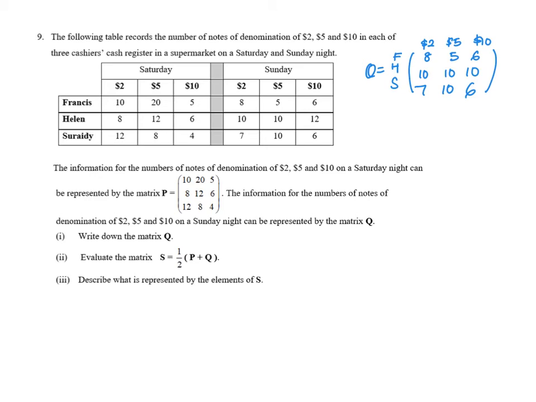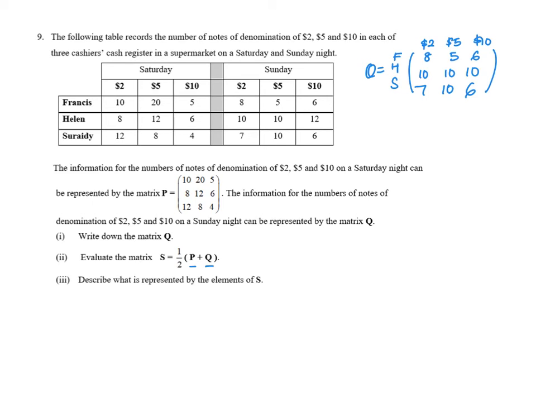Okay, so that's for Q. Now evaluate the matrix S equals to half P plus Q. What do you mean by P plus Q? P and Q add together is the sum. I add the two of them together and I divide by 2. That actually gives me the average.